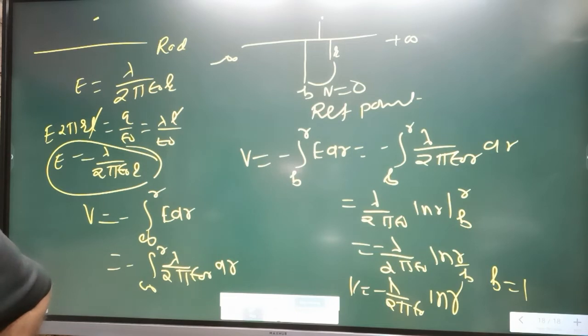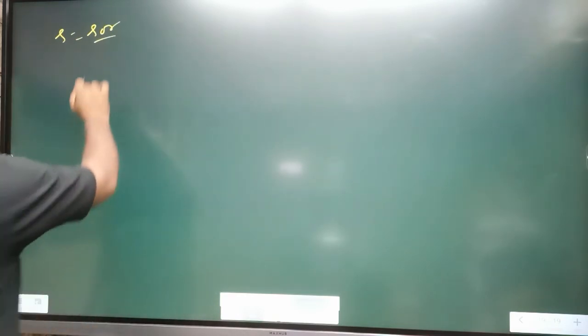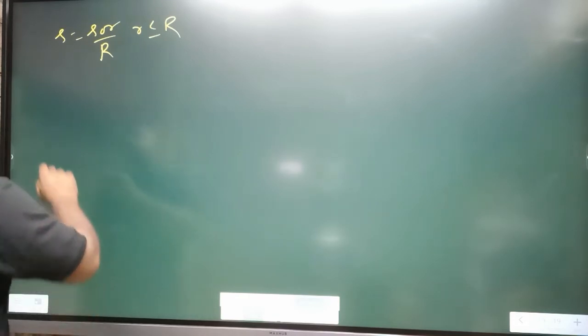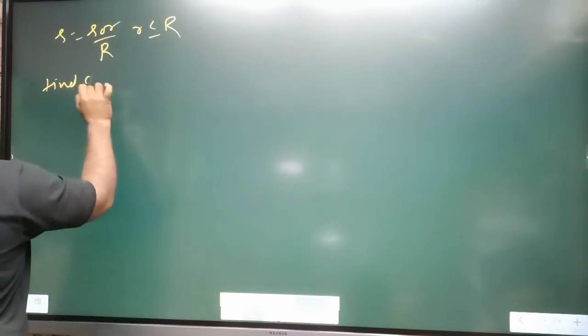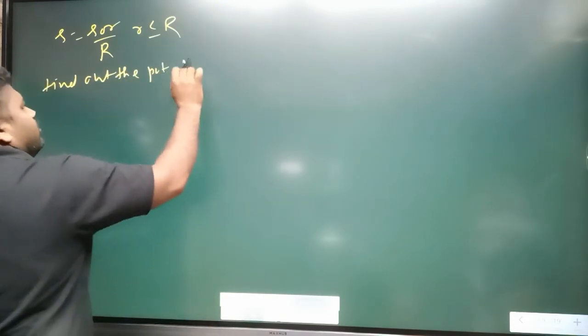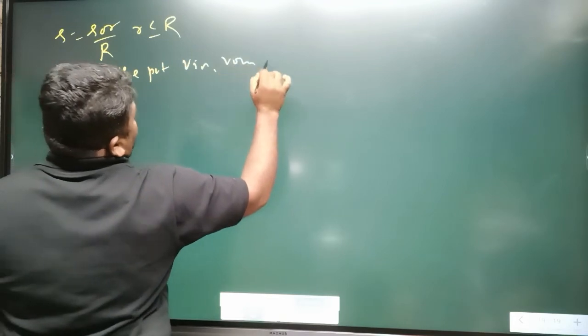नेक्स्ट प्रॉब्लेम. Rho is equal to rho naught r upon capital R, small r is less than or equal to capital R. Find out the potential. V in, V on, V out. Fast.